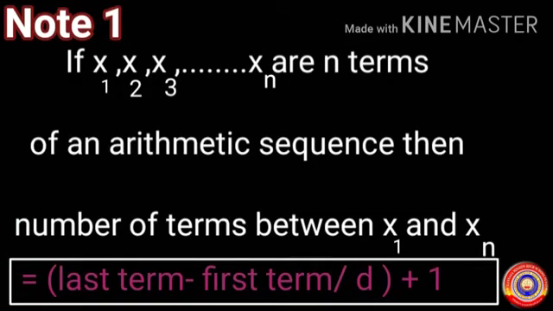Children, listen carefully. Next I will explain about some important points. Point number 1. If x1, x2, x3, etc., xn are n terms of an arithmetic sequence, the number of terms between x1 and xn equal to last term minus first term divided by common difference plus 1.